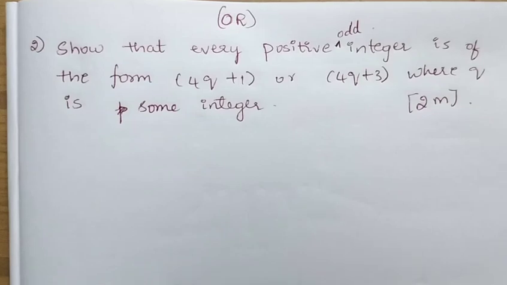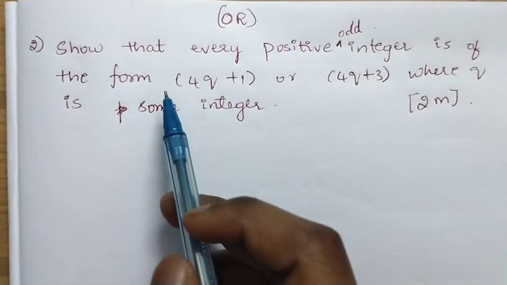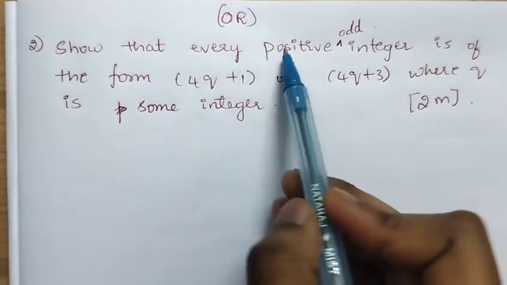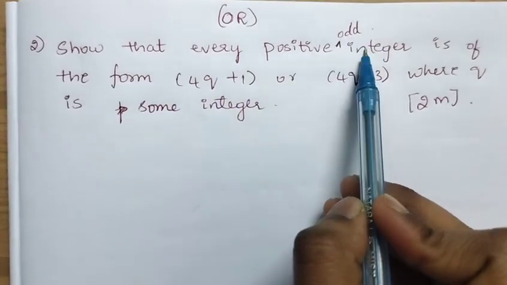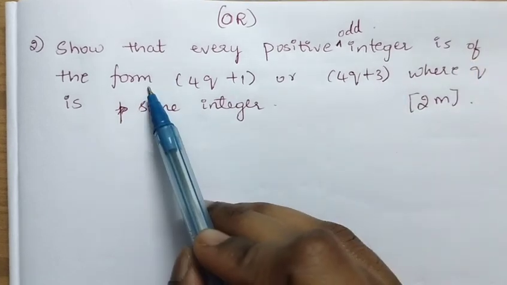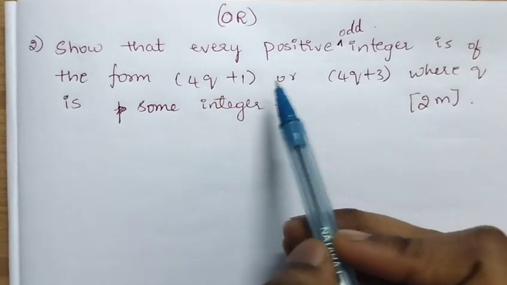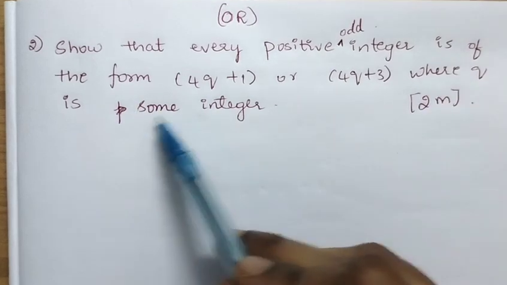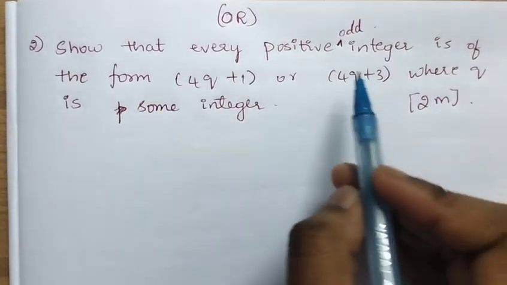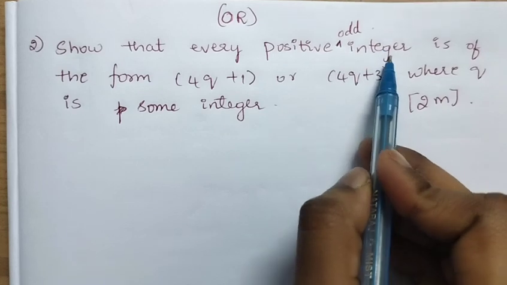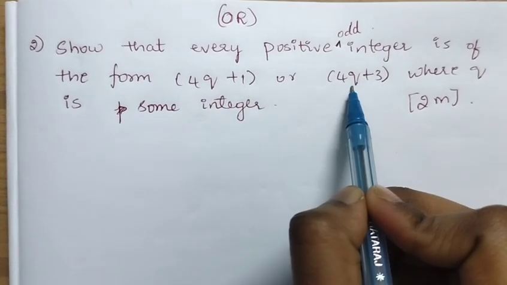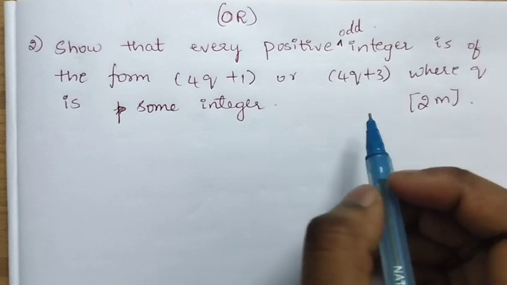Along with finding HCF and LCM, one more optional question asked in the paper is, show that every positive odd integer is of the form 4q plus 1 or 4q plus 3, where q is some integer. They are telling that we need to show that every positive odd integer will be of the form 4q plus 1 or 4q plus 3. So how to proceed with this question?